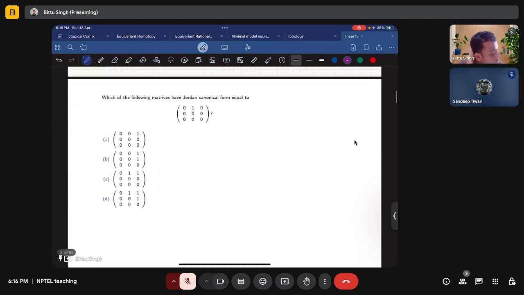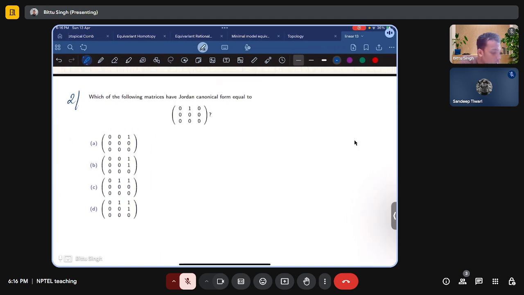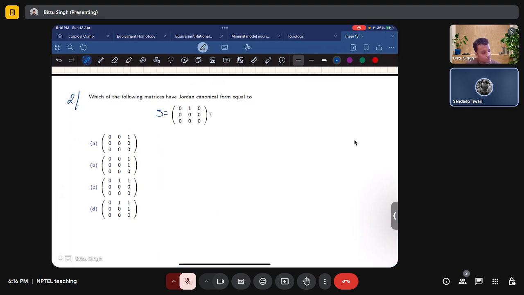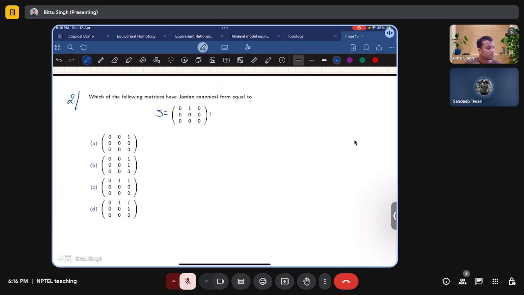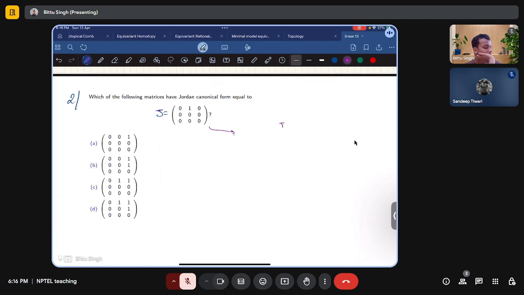So question number 2. Here the Jordan canonical form is already given. We need to see which of the following will have this Jordan canonical form J. So it is clear that D is not the canonical form because the rank is not the same. So what is the minimal polynomial of this J? X square, I think, sir. Clearly J is not 0.